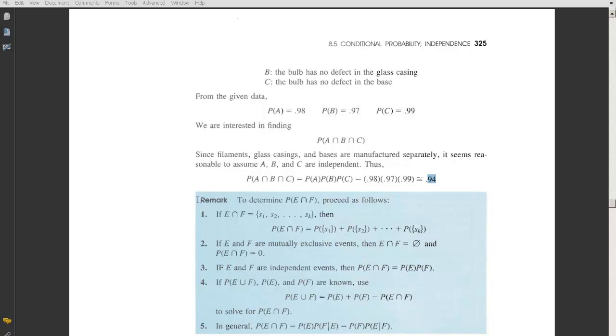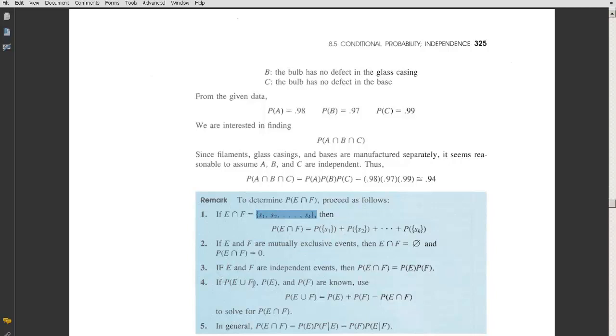So, let's look at this, it's just a good thing to remember. If you have E intersect F equals some set of, we call these events, but usually we call them outcomes, then the probability of the union is equal to the sum of the probabilities of each of them if E and F are mutually exclusive events. That means that their intersection is empty, and so the probability of their intersection is 0. If E and F are independent events, then this is equal to that. Remember, mutually exclusive is one thing, independent is another.